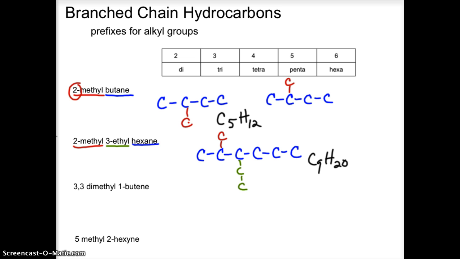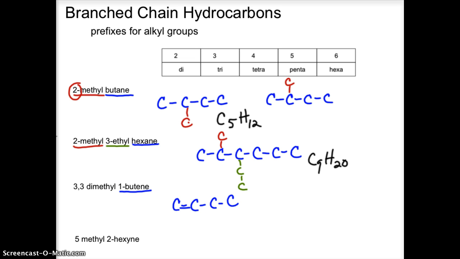Let's take a look at another example. Here you have 3,3-dimethyl-1-butene. You look at that last name, 1-butene. 1-butene tells you that there's 4 carbons. So I'm going to draw my 4 carbons. Here's my 4 carbons for 1-butene. 1 meaning the double bond, and I know it's a double bond because it ends in ENE. 1 meaning that that double bond is between the first and the second carbon.